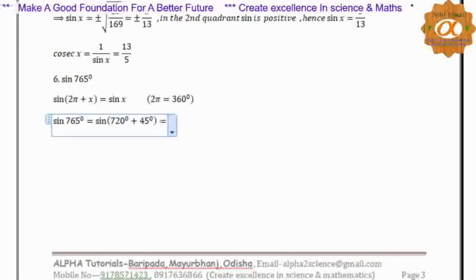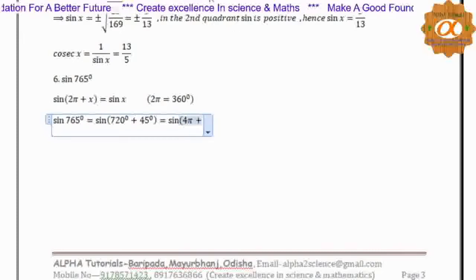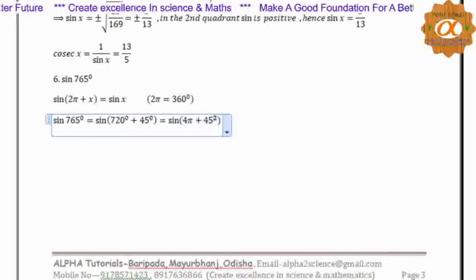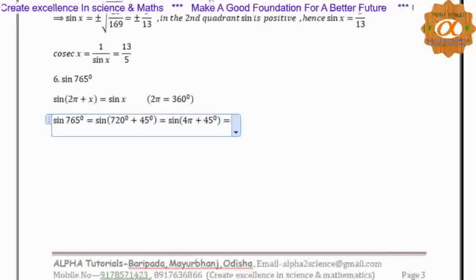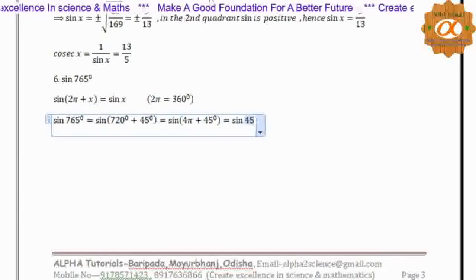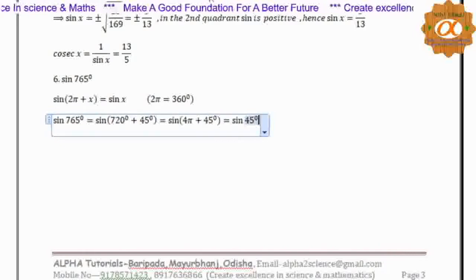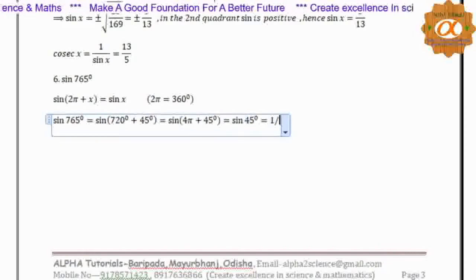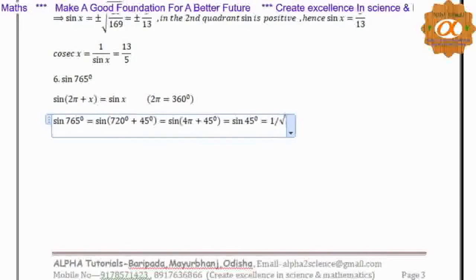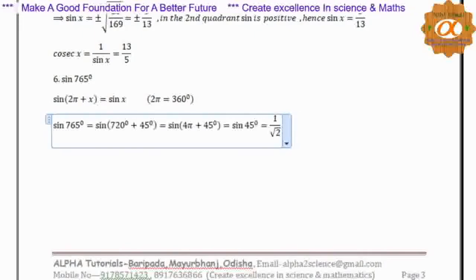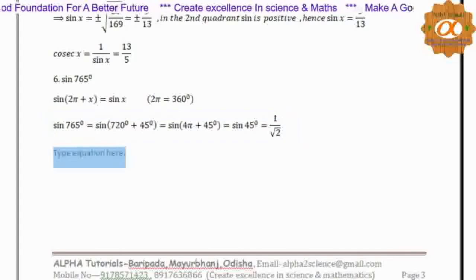That means it is written as sine 4 pi plus 45 degree, and sine repeats after every 360 degree. That means its value will be sine 45 degree, which we know is 1 by root 2. The value is 1 by root 2. Question number 7.